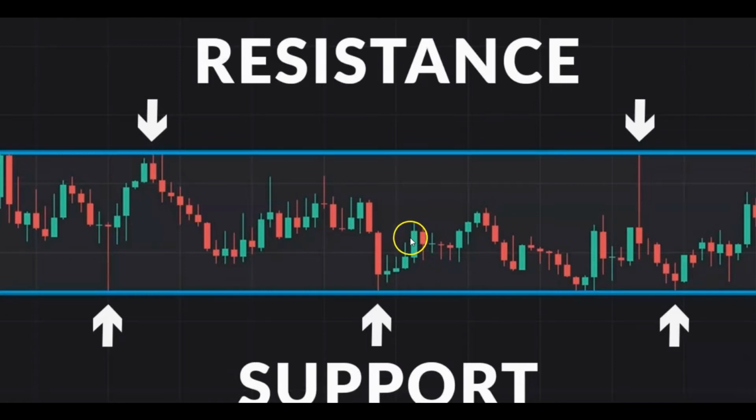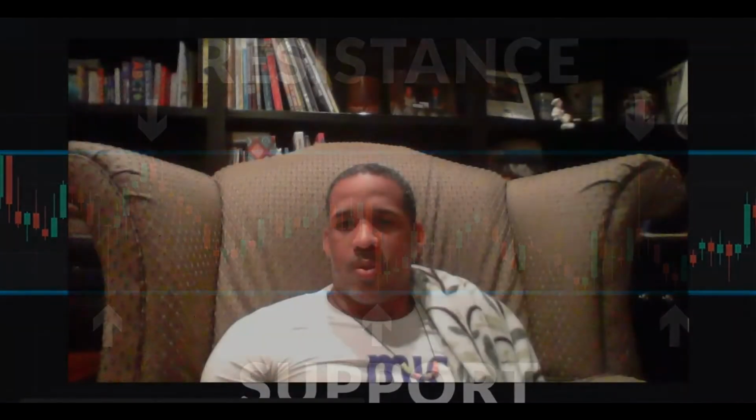Support is when the stock comes down into an area and people buy it up. Now we want to understand what resistance is. Resistance is nothing more than the opposite of it. Resistance is when the stock is running up higher and it keeps hitting a wall and it can't go any higher.